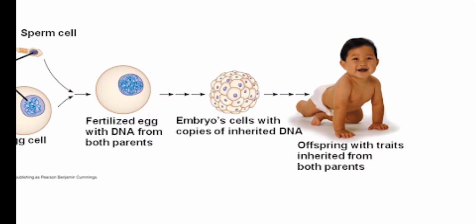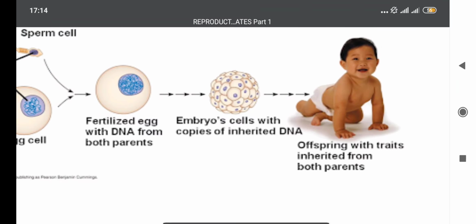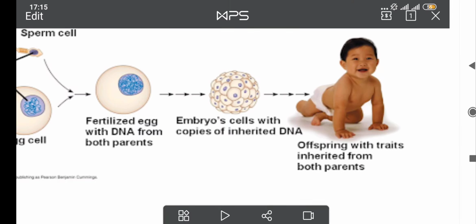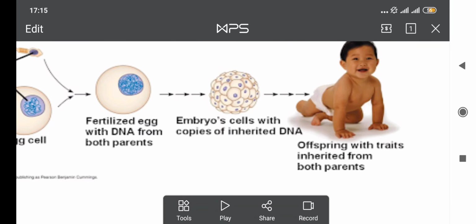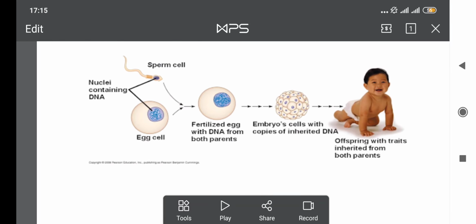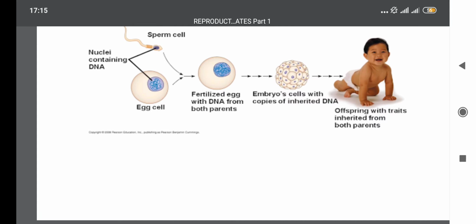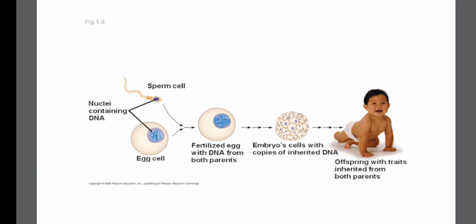Then, after 9 months, offspring with traits inherited from both parents is produced. Oh, look at this lovely cute baby here. Offspring inherited from both parents are produced. This is the summary of what sexual reproduction is about. I use man as an example for you to easily understand it.